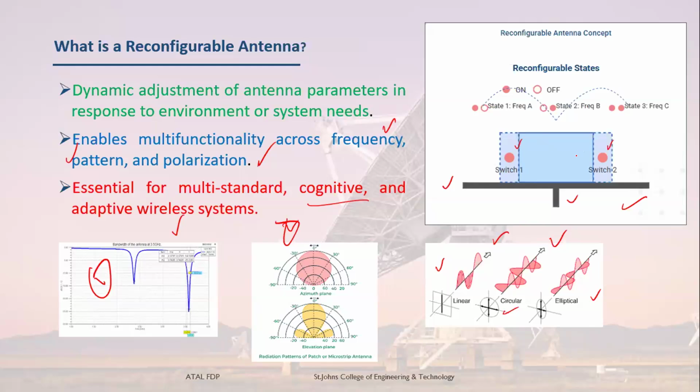Let us assume I use only two switches. Two switches means I get four possibilities: switch 1, switch 2, off, on, on. So when this is on and this is off, it will operate at one particular frequency. When switch 1 is on and switch 2 is off, another frequency. When both are on, it gives yet another frequency. That is the one important thing that you have to understand: the frequency of operation of the antenna can be changed by controlling the switches.